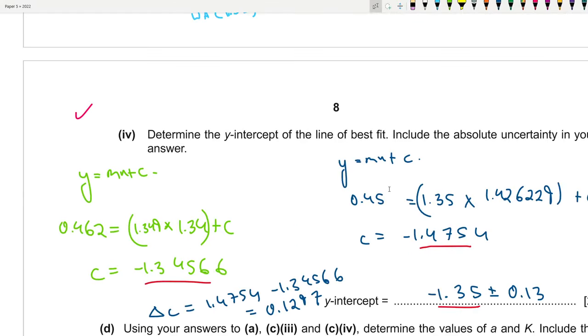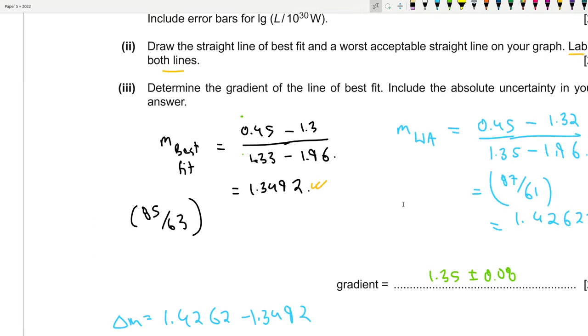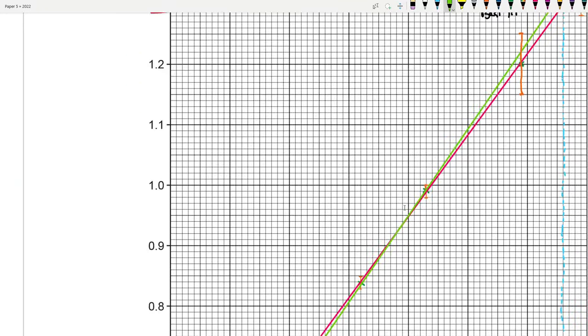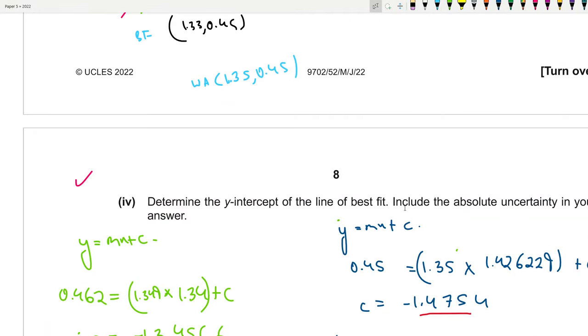So I did that to find out the y-intercept of the line of best fit, which is minus 1.3566, and I did it again using a point from the worst acceptable line, which I used to find out the gradient over here, 0.45 and 1.35, okay, to get another value of y-intercept. It's going to be negative, by the way. Then I subtracted them to find out the uncertainty. So it's minus 1.35 plus minus 0.13. That's your y-intercept. It should be along these lines, okay?